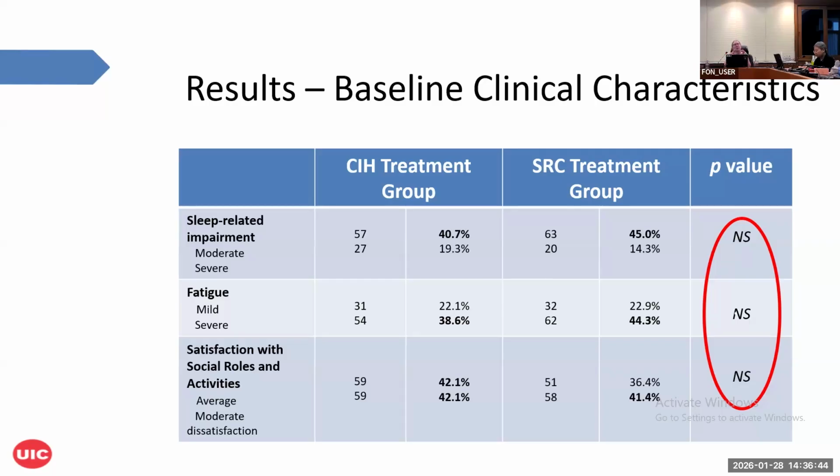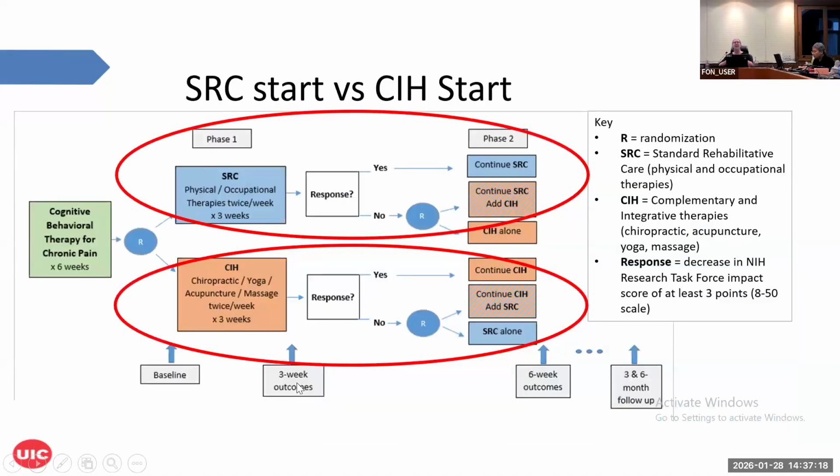And then we also looked, again, thinking of pain being the whole picture, we looked at the satisfaction with social roles and activities, because social is also a part of the pain experience. And so here what we looked at is average satisfaction and moderate dissatisfaction, not so happy with social roles and activities. And it was about equally distributed between those two. So again, that was our normal intake.